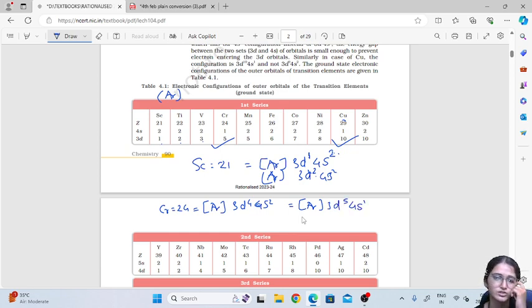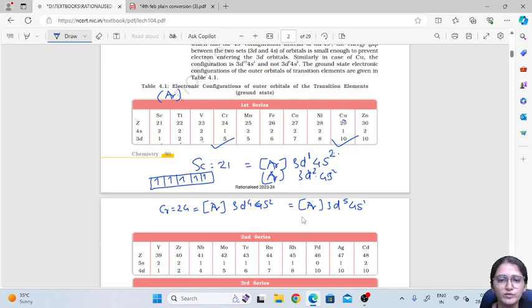This is the configuration shown by chromium. Now see why it is showing this configuration, because we know that the maximum electrons d can take is 10 electrons. If it takes 5 electrons, then it will be a half filled orbital, because if this is a d orbital, then we have 5 orbitals here. So 5 electrons means all 5 are filled but half. In half filled and fully filled state, it is stable. The d orbital is stable in half filled and fully filled state.